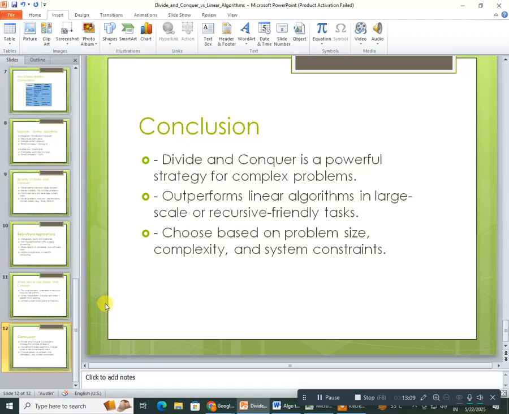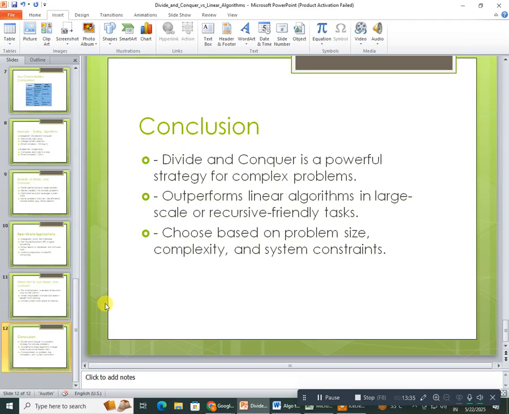And what is the conclusion? Conclusion is, it is a powerful strategy for complex problems. It outperforms linear algorithms in large scale or recursion-friendly tasks. So for problems such as merge sort and quick sort, which are optimized for a recursive approach, divide and conquer will be very useful.